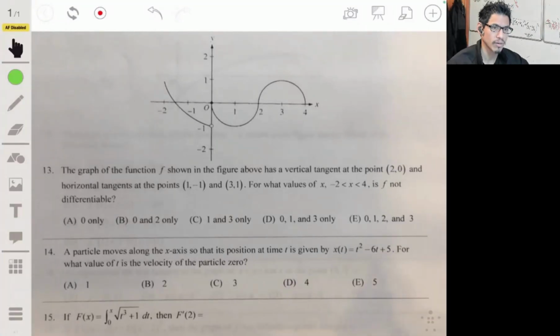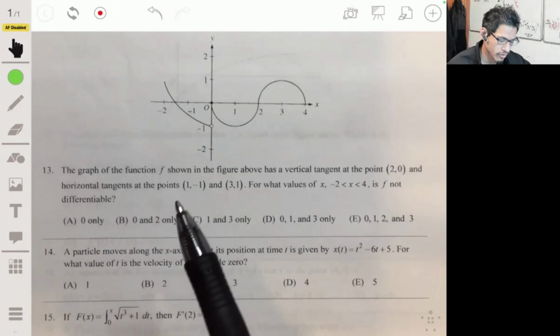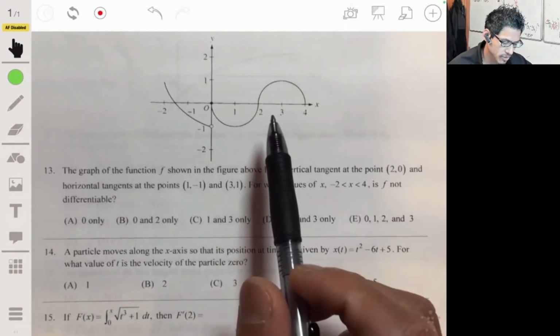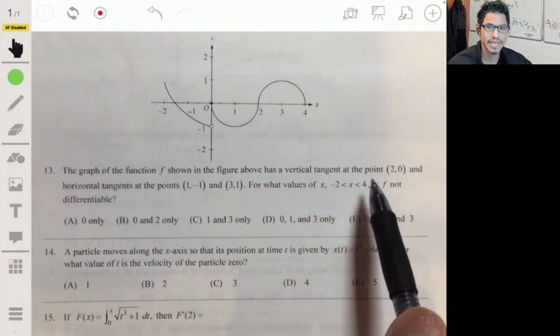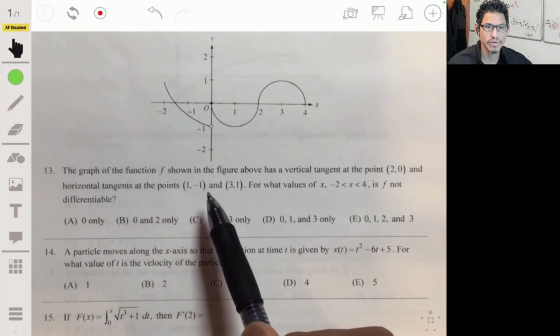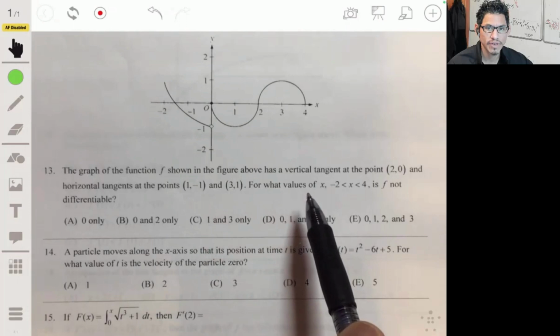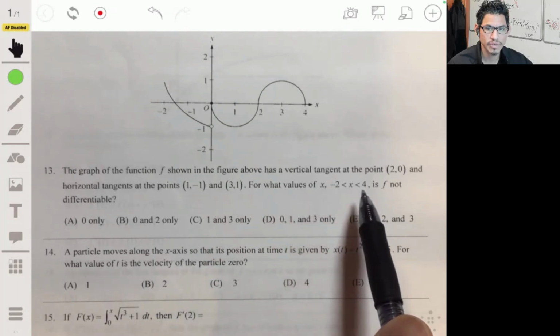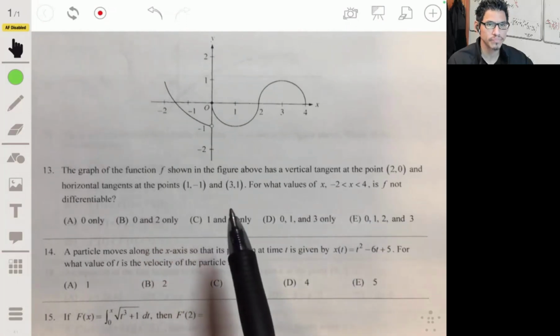All right, picking up on problem 13, we have the graph of the function f shown here, has a vertical tangent at the point (2, 0), and horizontal tangents at (1, -1) and (3, 1). So for what values of x from -2 to 4 is f not differentiable?